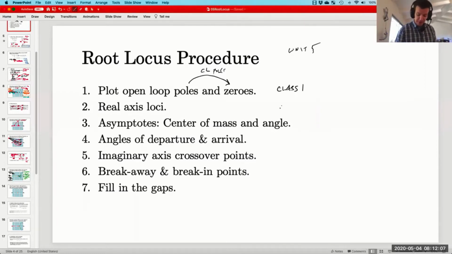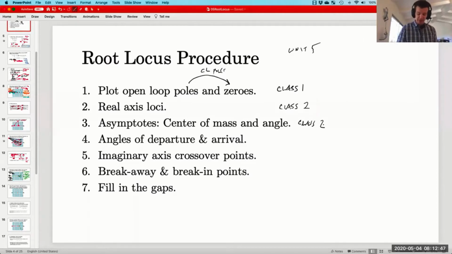In class number 2, we talked about all those regions of the real axis that pass the phase criterion. And so those are the portions of the real axis that fall in the root locus, also called loci. And then lastly, in class 2, we talked a little bit about the behavior of the branches that go, quote unquote, off the page. We called them asymptotes because they behave just like asymptotes for functions. They are directions to which the root locus branches converge as k goes to infinity.